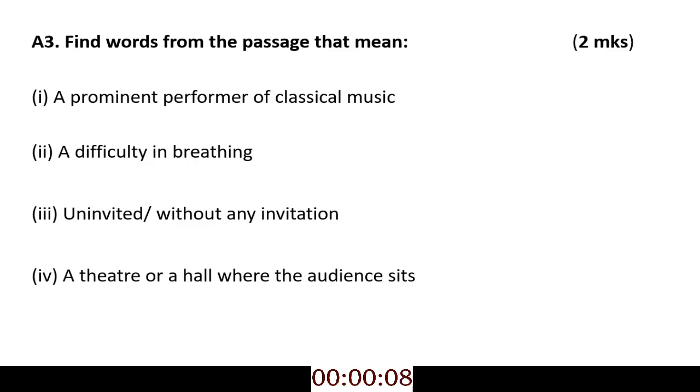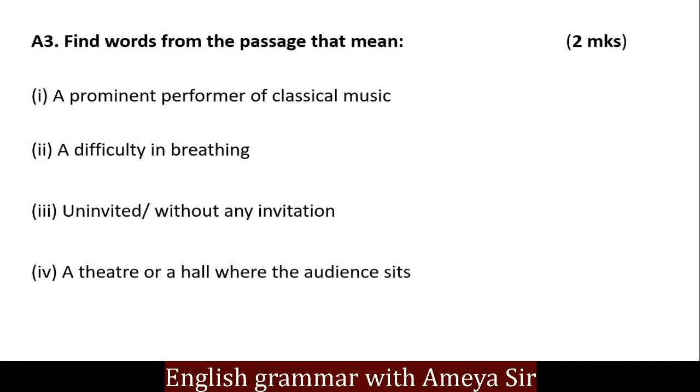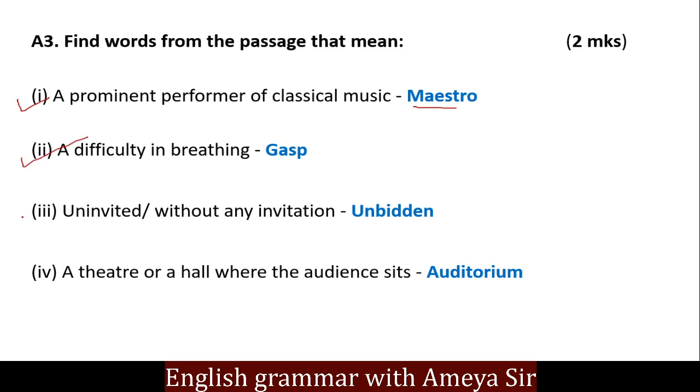All right, it is under 10 seconds now. And I have no doubt that you will get all of them. Your time is up and the answers are as follows. A prominent performer of classical music is maestro. Difficulty in breathing is gasp. Uninvited is unbidden. The memories flood in, you know that line. A theater where the audience sits for the performance or for the concert is auditorium. So, did you score the full 2 marks here? The maximum possible. All right, and then let's proceed to the fourth one.